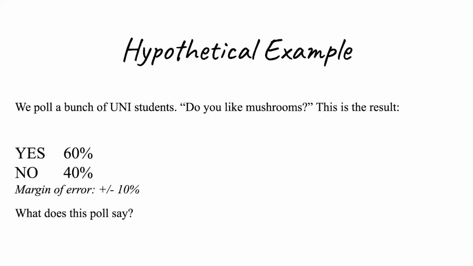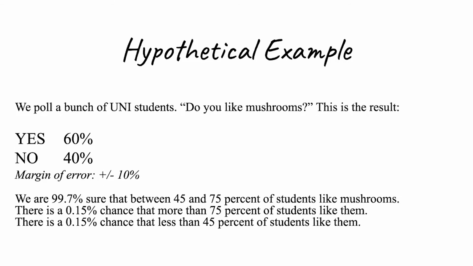So same poll, you and I students, do you like mushrooms? Same result. If I want to be 99.7% sure of what I'm saying, I'm going to take my 10%, multiply by 1.5 to get 15, and add and subtract 15. So I'm 99.7% sure that between 45 and 75% of the students like mushrooms, with a very small chance that more than 75 or less than 45. But the trade-off is, think about what a big interval 45 to 75% is. So you gain confidence, but you lose usefulness.